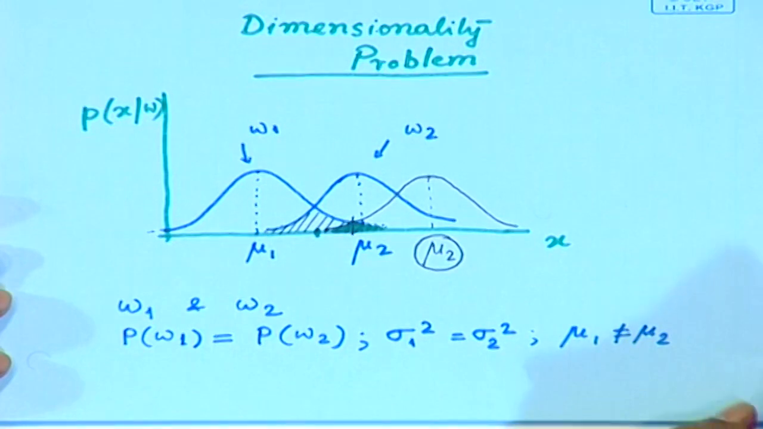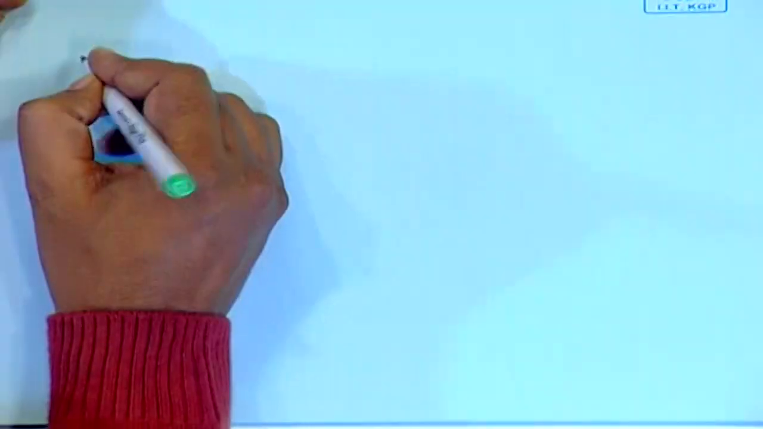Okay, so the value of D will increase as we incorporate more and more features in the feature vector. But that leads to another problem. Should we go on increasing the dimensionality of the feature vector without any control? That is what is called the dimensionality problem. So let us see what kind of problem we will face if we go on increasing the dimensionality of the feature vector.